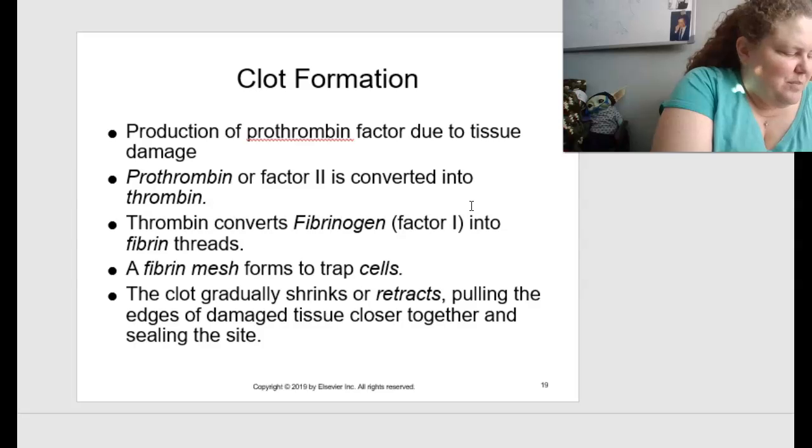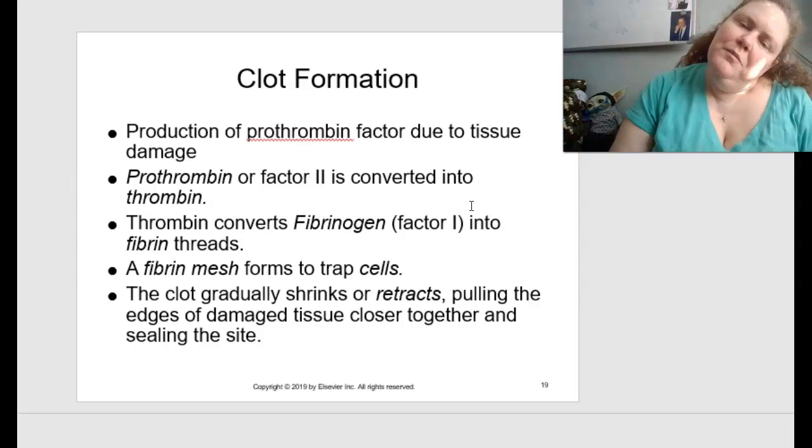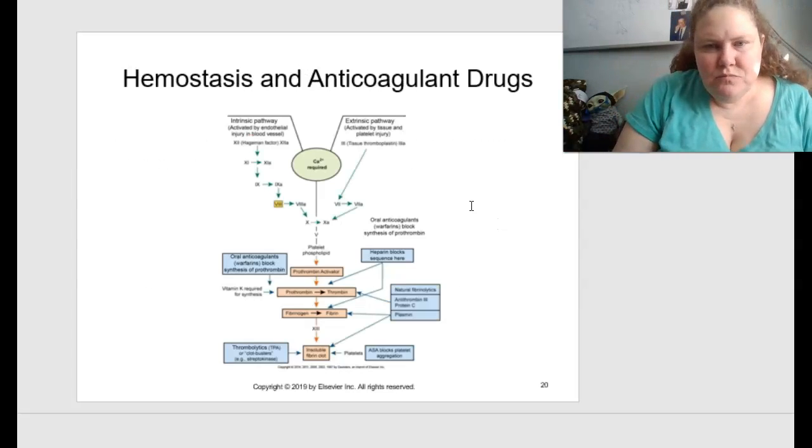And then the last step is that the clot is gradually going to be shrinking or retracting itself, and by doing that, it pulls the edges of the damaged tissue closer together, therefore sealing the site. So it's just kind of a very cool work together process.